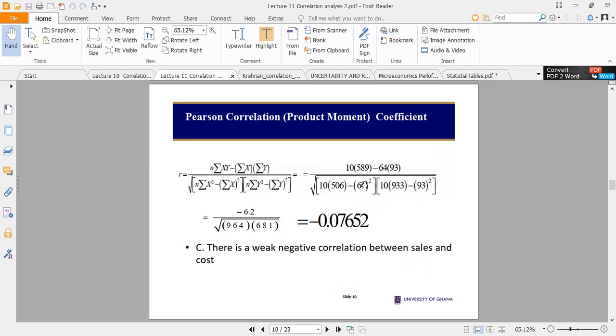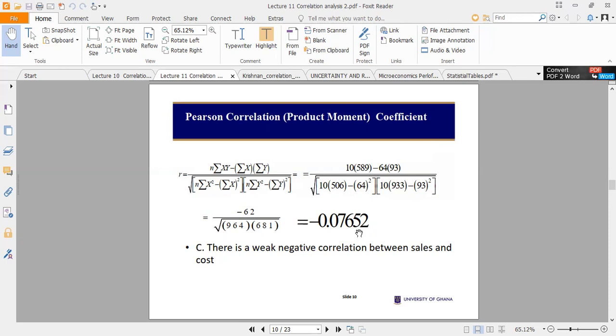So compute the one in the first bracket. That's what we have here. You compute the second one, find their product before you find the square root. Then the numerator divided by that answer. So we are getting minus 0.07652. Now, after calculating the correlation coefficient, it's more likely that you'll be asked to interpret it.